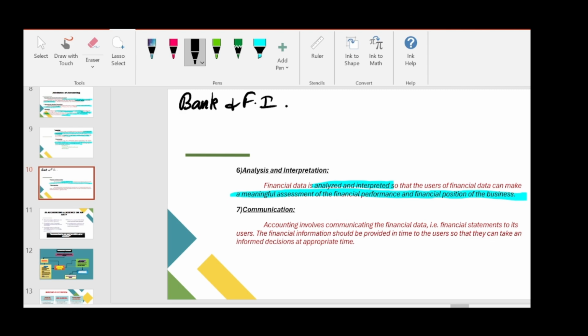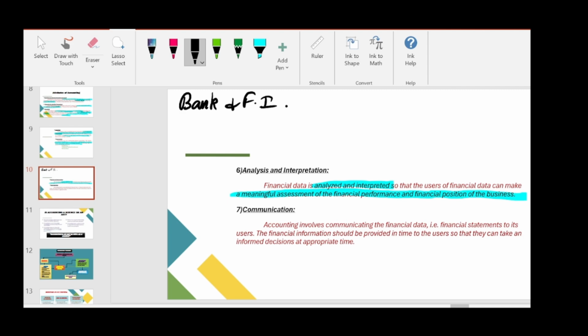But what happens if the bank and financial institution see the financial information of the company in advance, and if they are satisfied with the company's performance, they themselves will go and offer the company a loan from that particular bank?